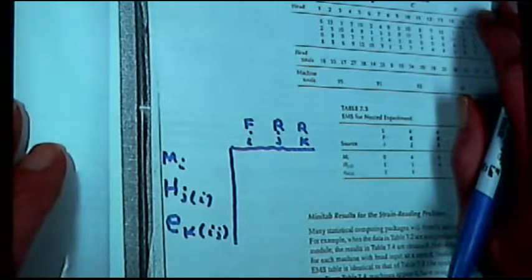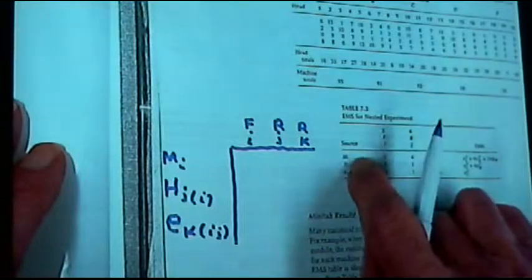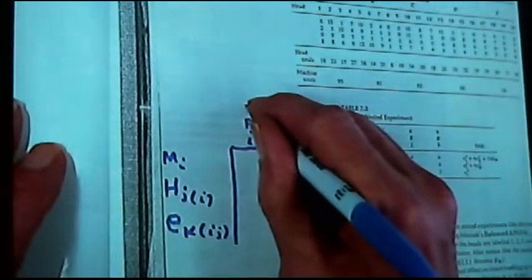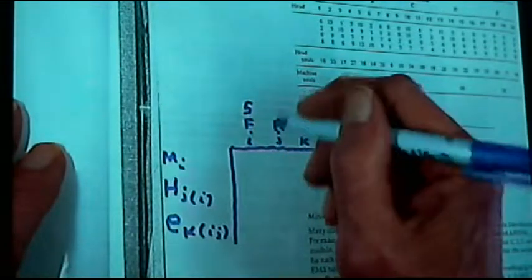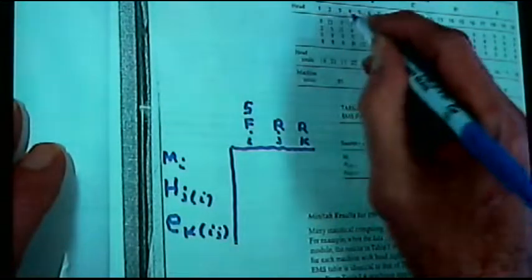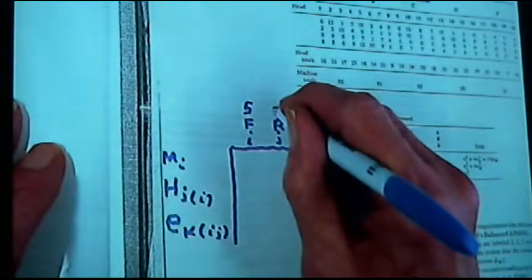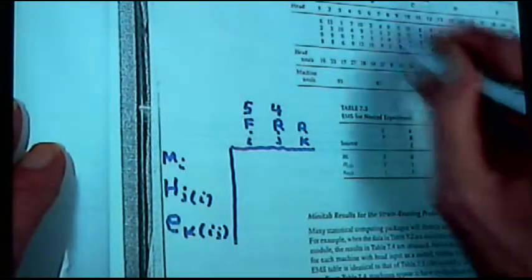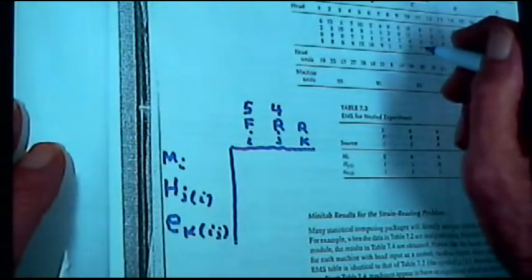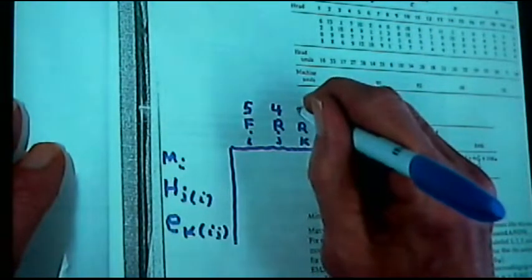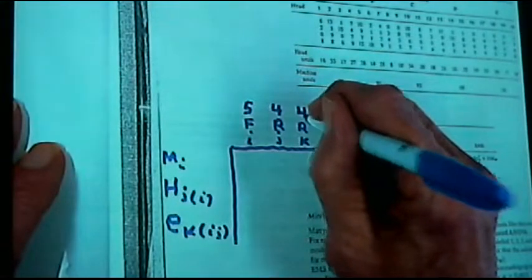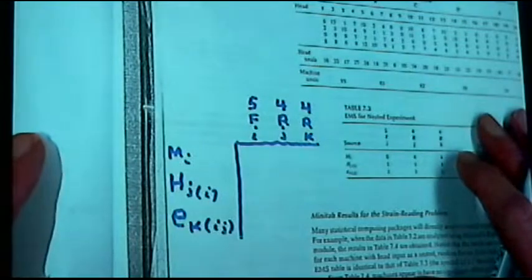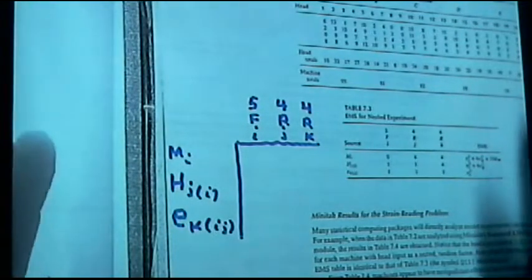Now I have to put in the numbers of things. On the machines, there's 1, 2, 3, 4, 5, so I goes 1 to 5. J, the head, goes 1 through 4, so I'll put a 4 there. And then the replication is again 4, so I'll put that there. So there's an easy start to the process of figuring out the expected mean squares.